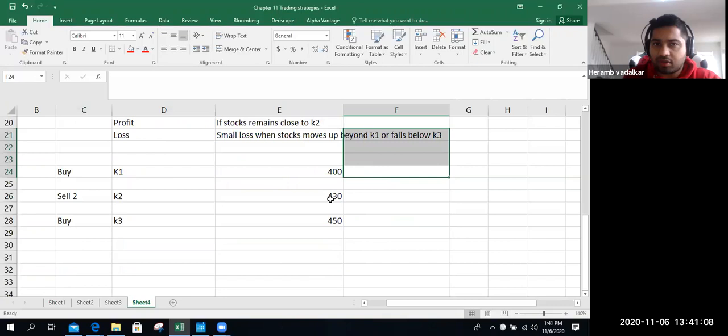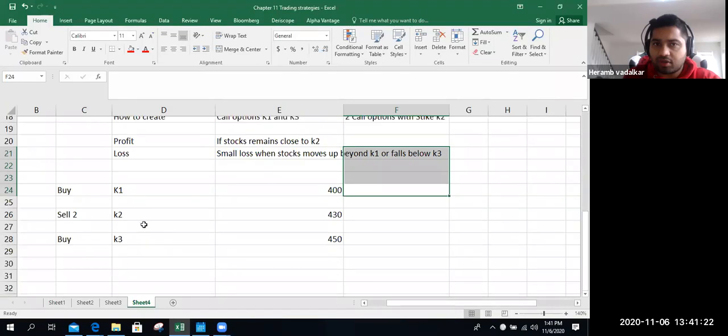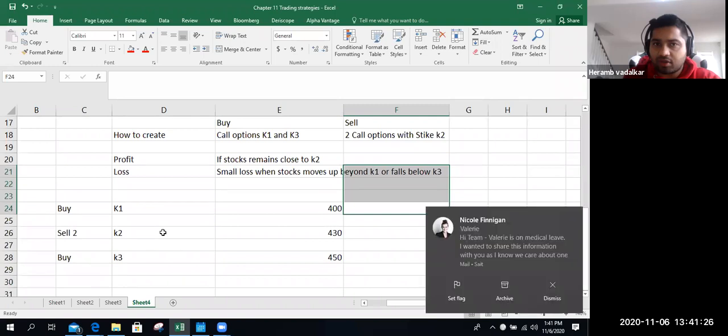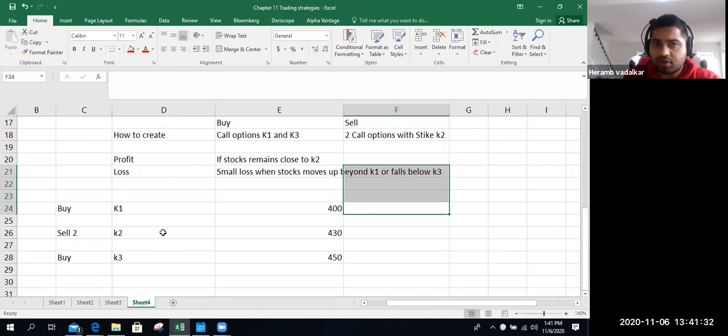So if Tesla remains in this wedge, 400 to 450, you will make money, right? But if Tesla is below 400, you lose money. If Tesla is above 450, you lose money. So it's like creating a wedge. 400 to 450 is your wedge. You lose money if Tesla is below that. You lose money if Tesla is above that.